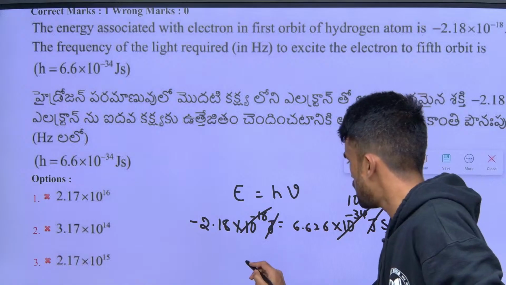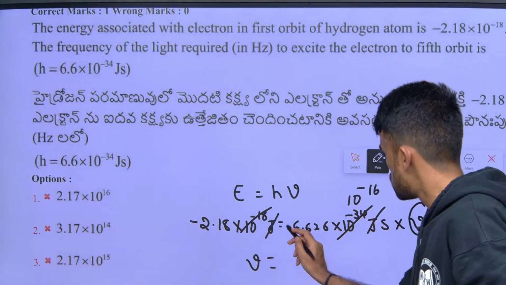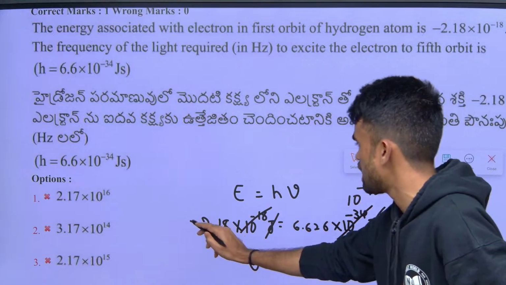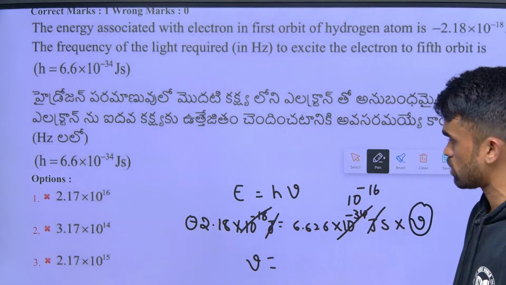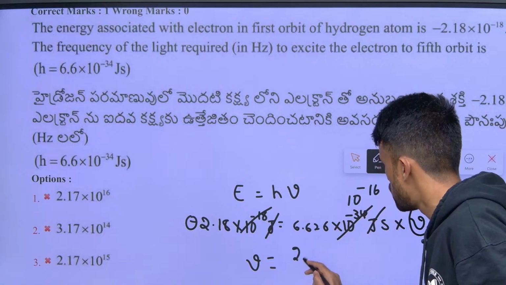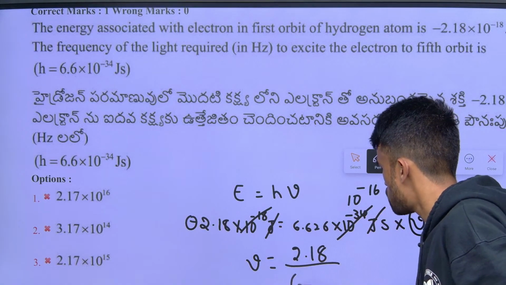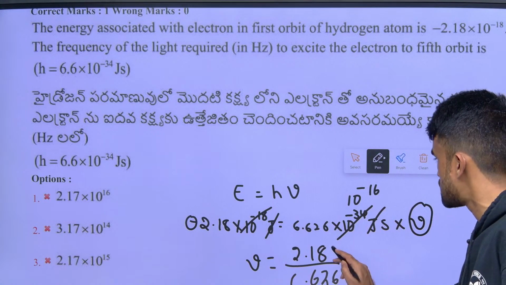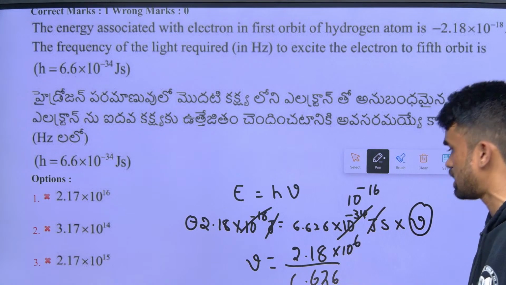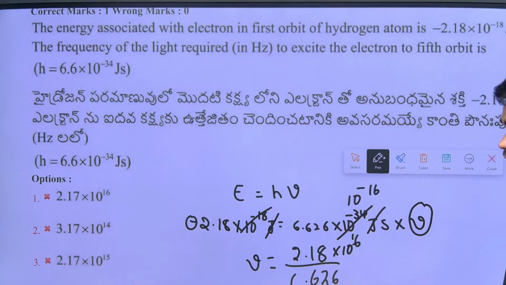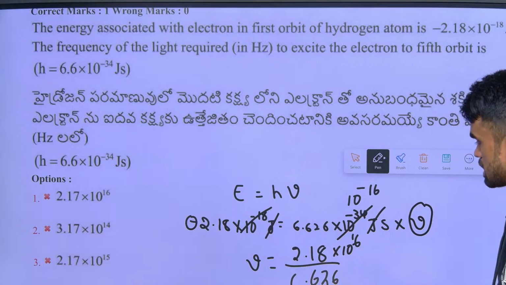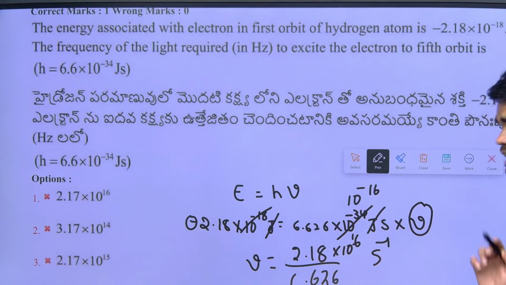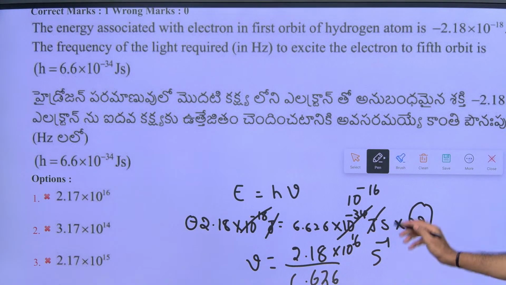So finally, how much frequency did we get? This is the energy; just take the magnitude, the sign is not required. So just take 2.18 by 6.626. The 10 power minus 16 in the denominator I am writing in the numerator as 10 power plus 16. I hope it is clear. The unit becomes second inverse, which is nothing but hertz.